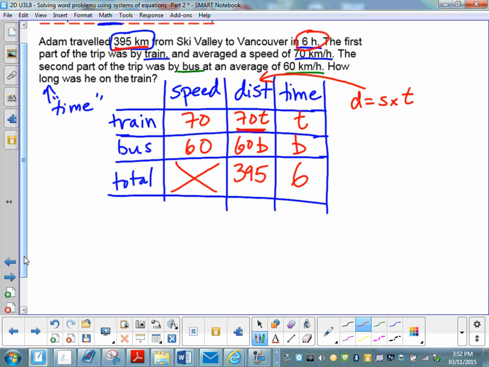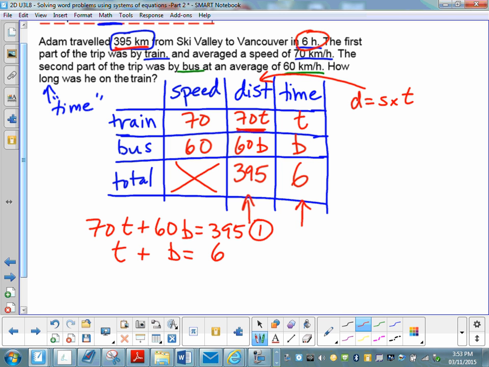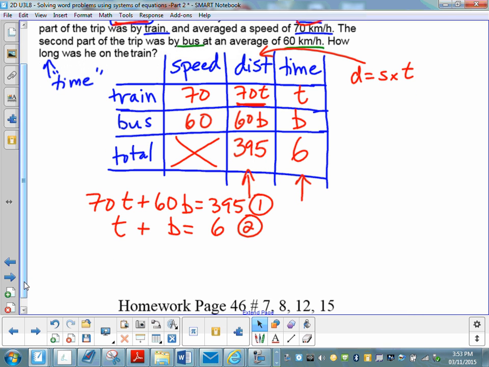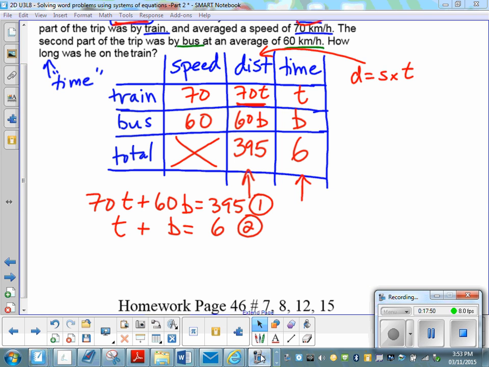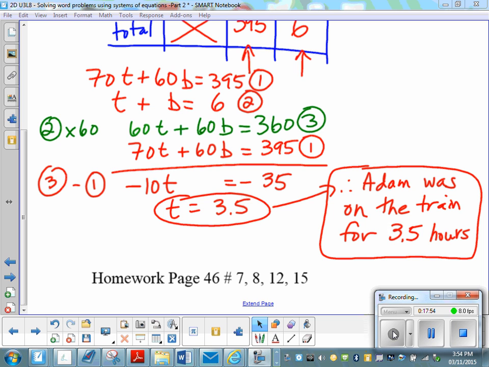This time to get our equations, we're going to use the vertical columns in the chart. So one of our equations is going to be 70T plus 60B equals 395, and that's equation 1. The other equation is T plus B equals 6, and that's equation 2. Okay, so we've got our two equations there. I'm going to pause it again, and you guys can try and solve that, and then compare your answers with what I have.